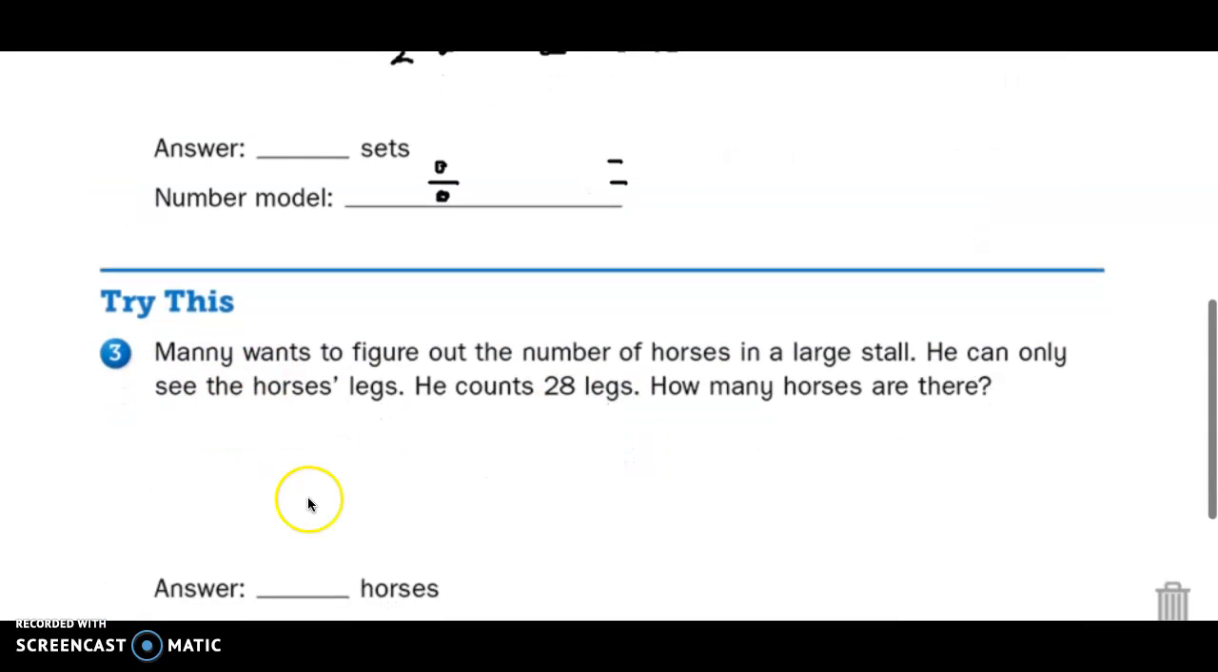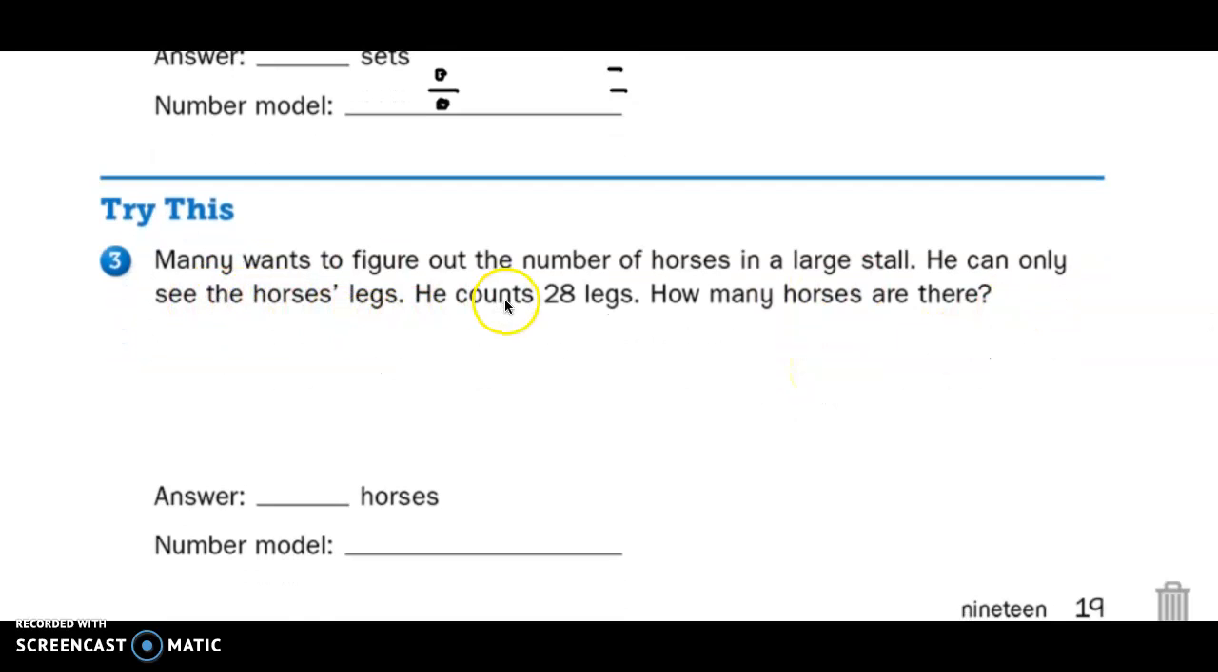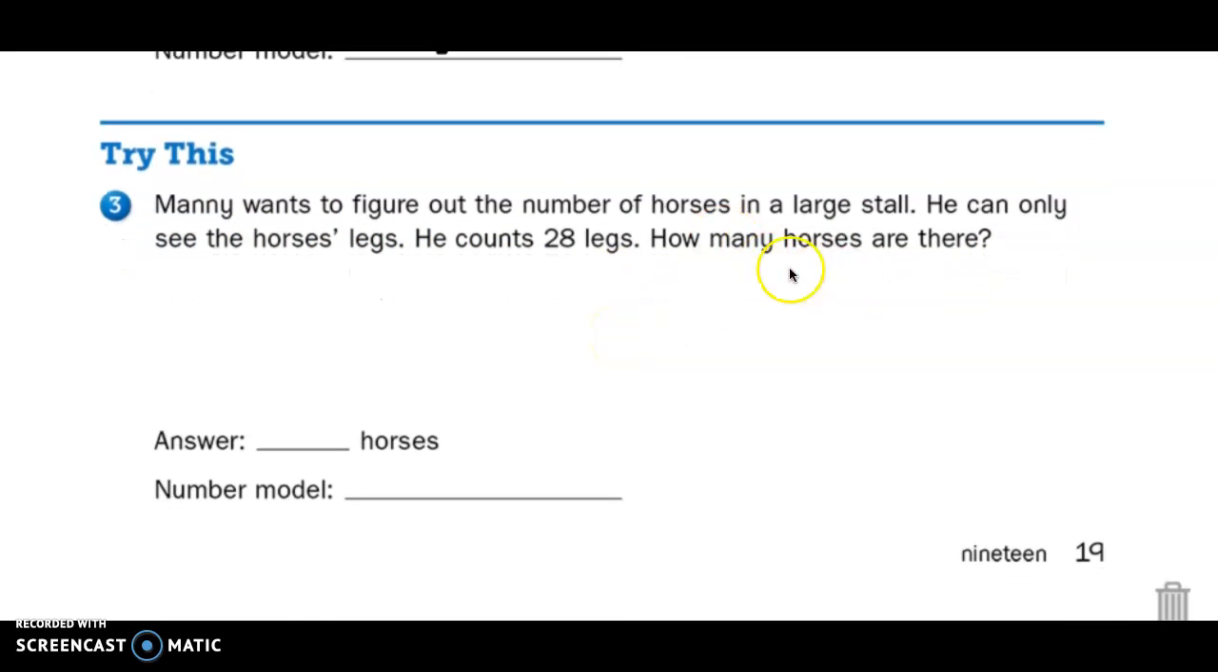Your last one says, Manny wants to figure out the number of horses in a large stall. He can only see the horse's legs. He counts 28 legs. How many horses are there? Oh, he has 28 legs total that he sees. Now, something to remember. How many legs do horses have? Here's one horse. 1, 2, 3, 4. So maybe we keep counting by 4 in boxes until we get to our total, 28.